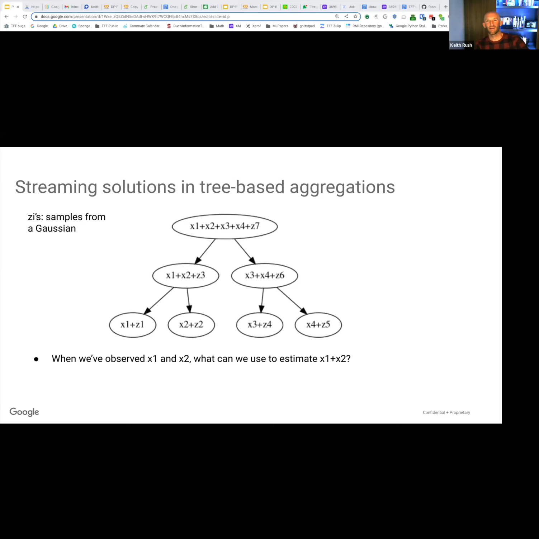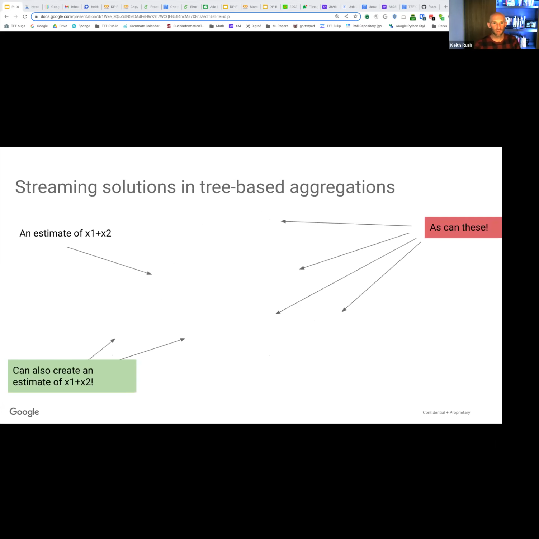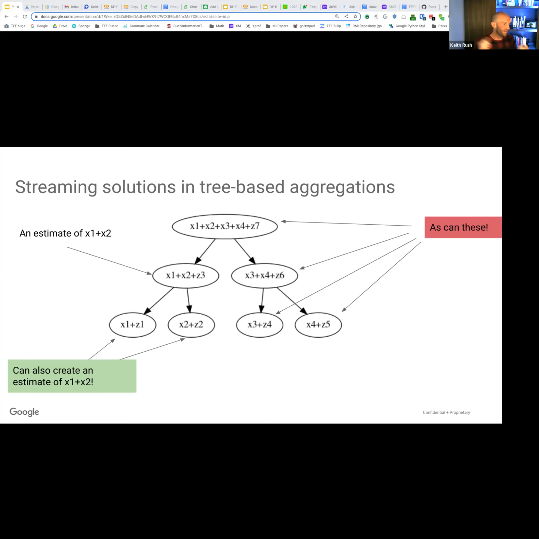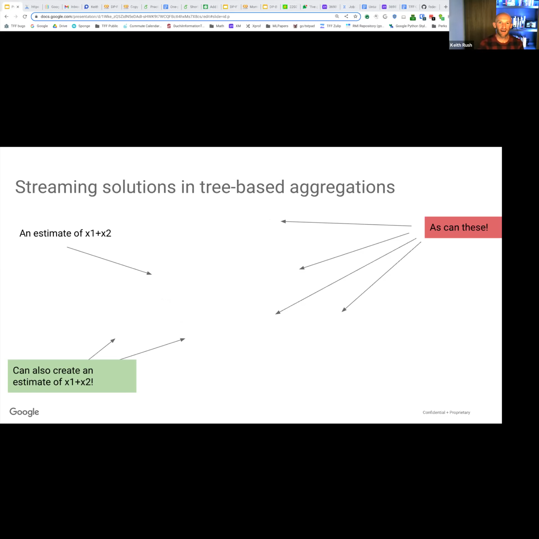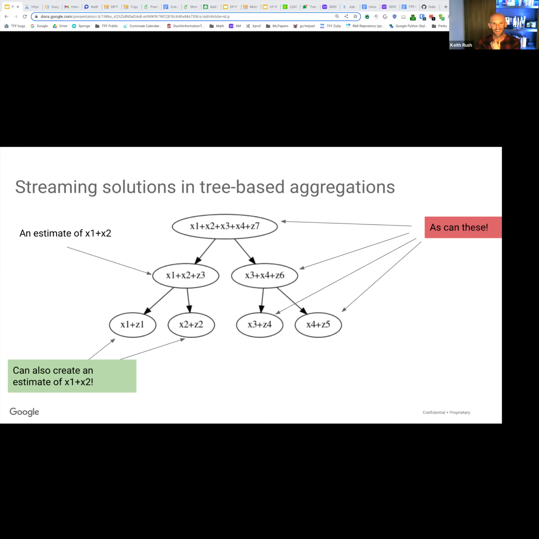So remember that this was our picture. The question we're going to concretize on is, when we observe x1 and x2, what can we use to estimate x1 plus x2? The key in this correlated noise thing is to notice that this tree has multiple observations in it, right? So this node, x1 plus x2 plus z3, sorry, is an estimate of x1 plus x2. But you can make an estimate of x1 plus x2 from these 2 bottom nodes on the left-hand side too. But you also notice you can make an estimate of x1 plus x2 from the rest of the nodes on the right too. But can you use those? The answer is no, you cannot.